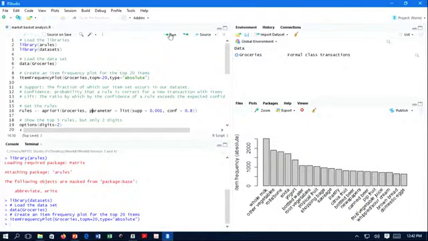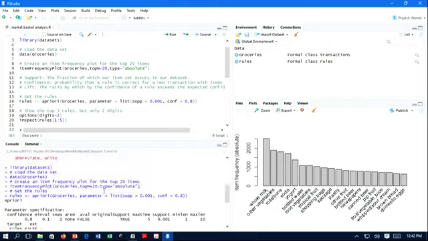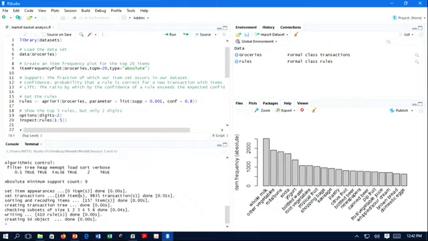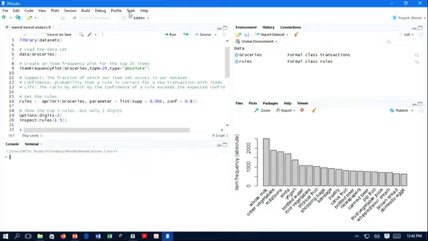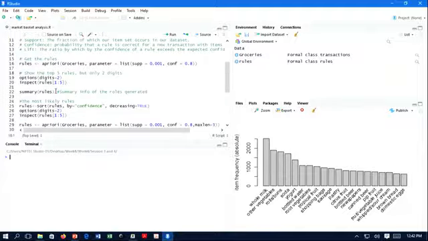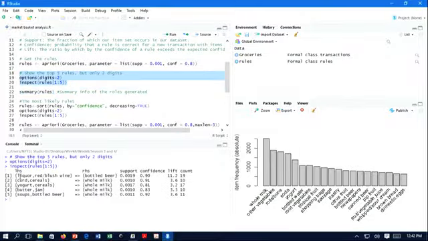Now, if I just run this, lots of rules have been created, and if I just want to see a summary of those rules, let us say we inspect the first 5 rules. These are the first 5 rules that have been created. Now, these 5 rules are not based on anything, they are randomly created.